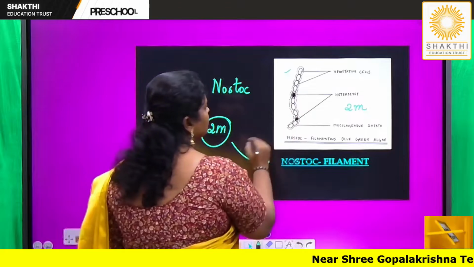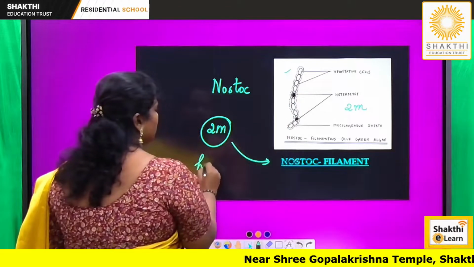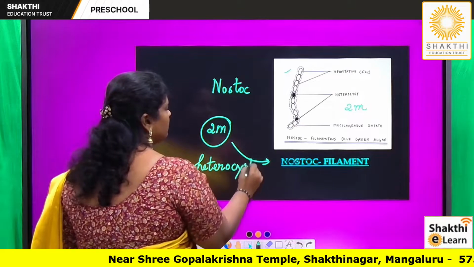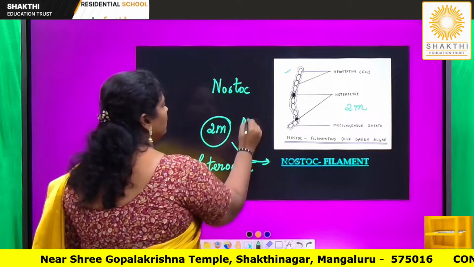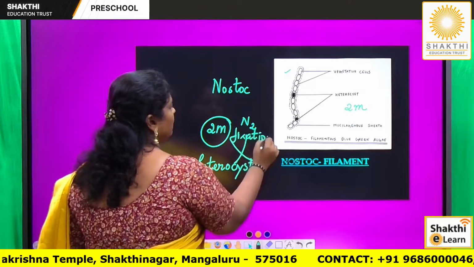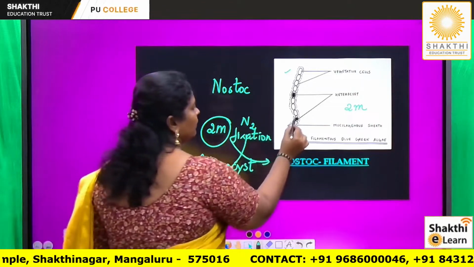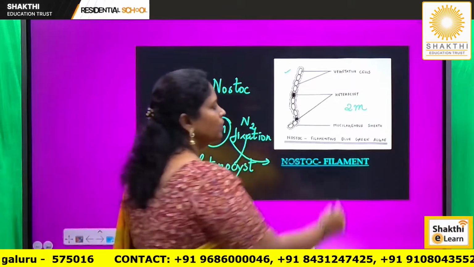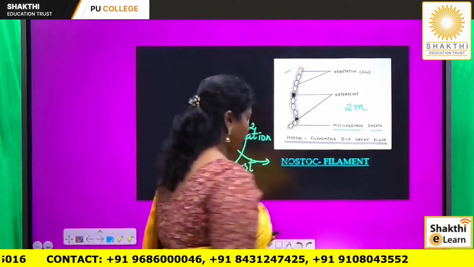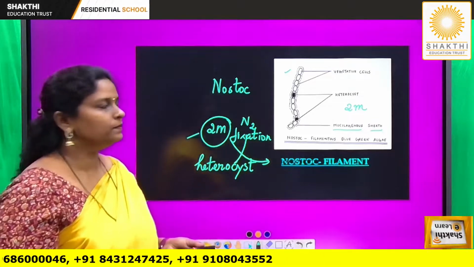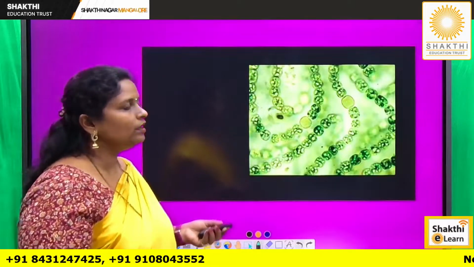There are specialized cells called heterocysts. As I mentioned previously, these are the cells which help in a process called nitrogen fixation. The filament has a covering of gelatinous sheath, which is also called mucilaginous sheath. So this is important for 2 marks. Make a note of this, students. So this is a colony of Nostoc.